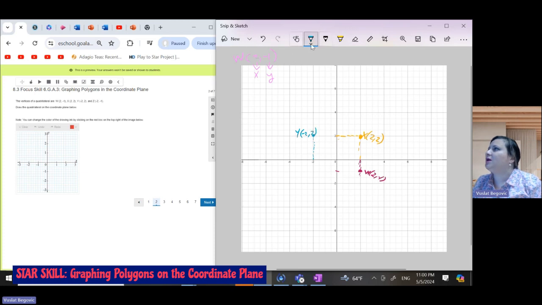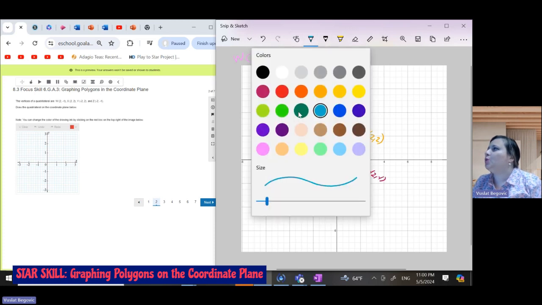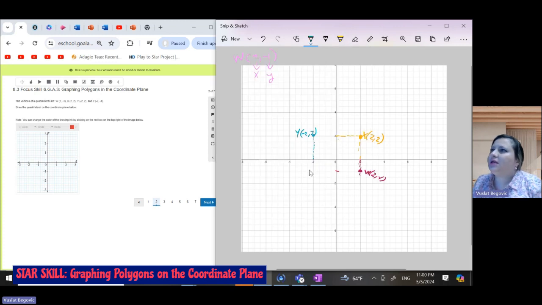And the last one will be green. That one is (-2, -1). So it is here, the point (-2, -1). And so I do have all the points.